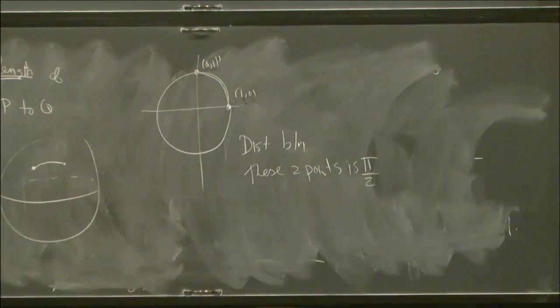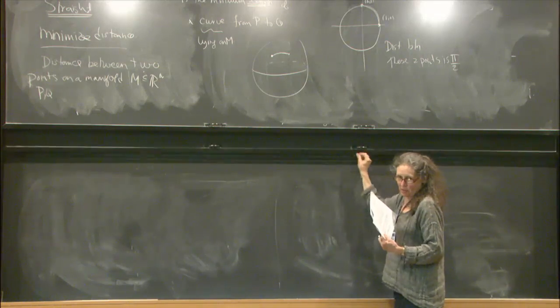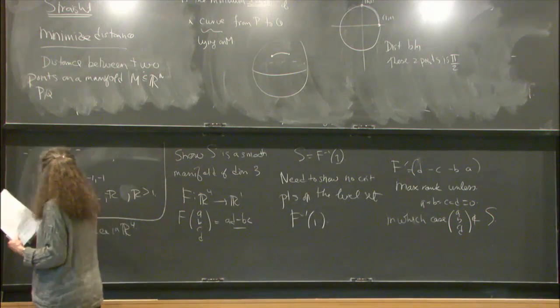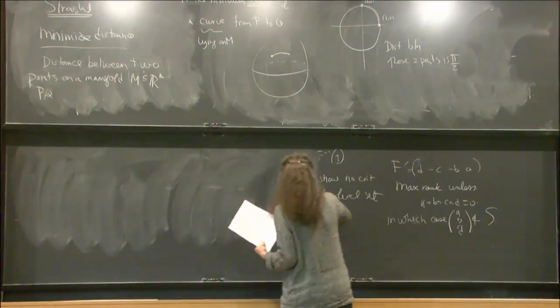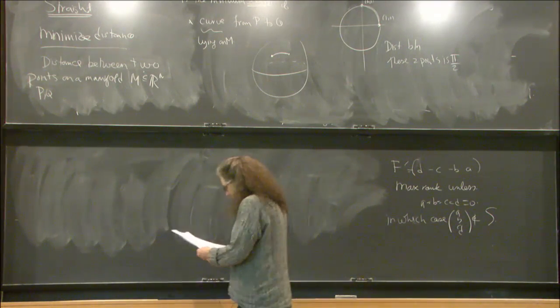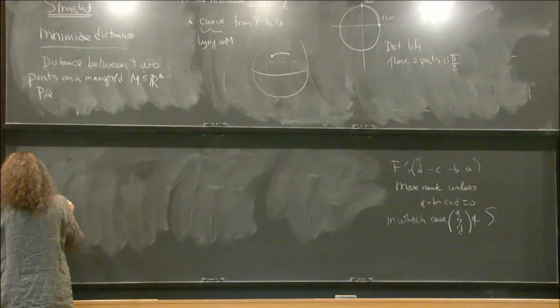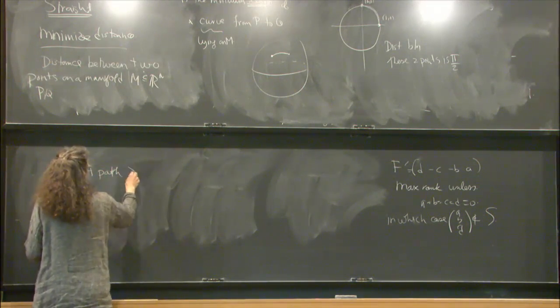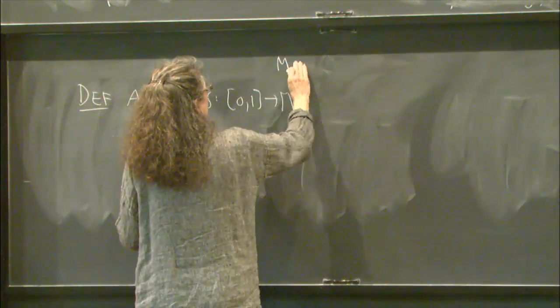Okay, so now I want to define geodesics. I'm going to define geodesics on M using the straightness property, and then we'll show that it actually has the other property, the length minimizing property. So how do I define a geodesic on a manifold? I have a path gamma from some interval to M. I'm thinking of M as a manifold in Rn.